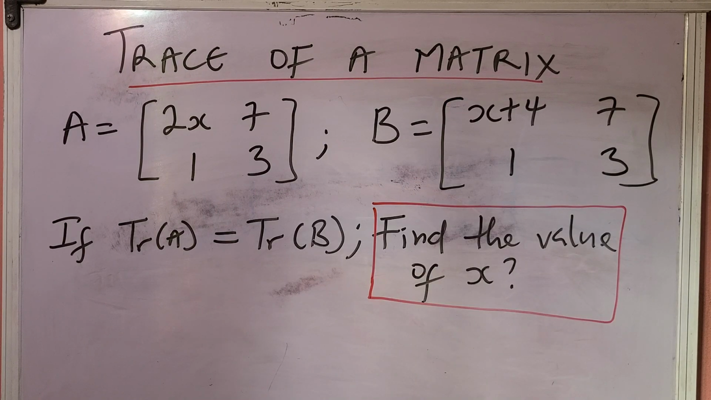All right, let me see how well you can do in this question. I would love you to drop your response in the comment section. You have a matrix A, you have a matrix B, and you're told that the trace of A is equal to the trace of B. So then find the value for X. I really hope you'll be able to resolve this easily. If you have any problem resolving it, or if you have any question on the trace of a matrix, let me know in the comment section below, and let me have the answer to this in the comment section below.